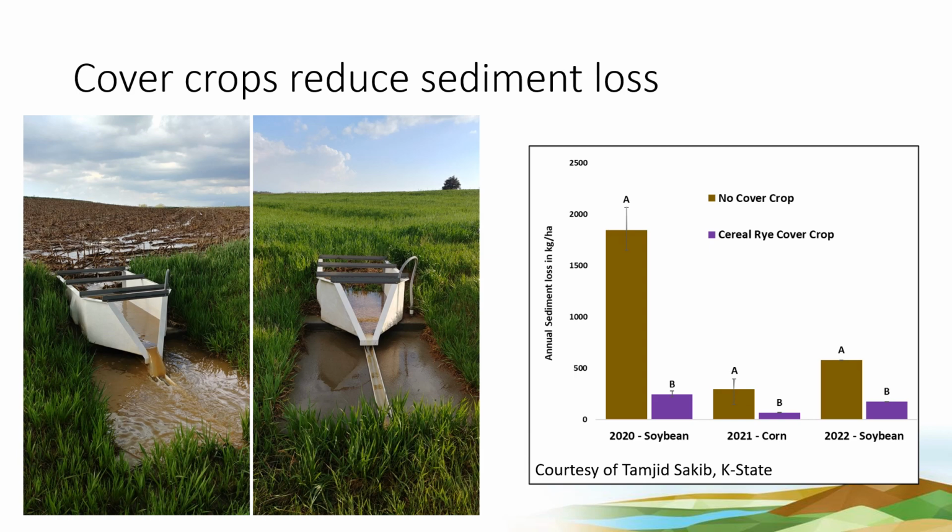Additionally, we can see the benefits of cover cropping from an erosion standpoint in this graph courtesy of my fellow K-State graduate student Tamjid Sakib. Watershed studies conducted by K-State provide evidence for great reduction in sediment loss just by the presence of a cover crop. Even in no-till systems, such as the one in this study, more sediment is lost when there are no living roots present.